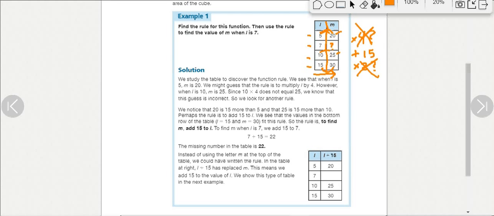So, the rule for the function is that L has 15 added to it to get to M. So you could even create a new table where we've got L on one side and L plus 15 on the right side. Input L, output L plus 15. And then we fill in 7 plus 15. 22 goes here. Okay?